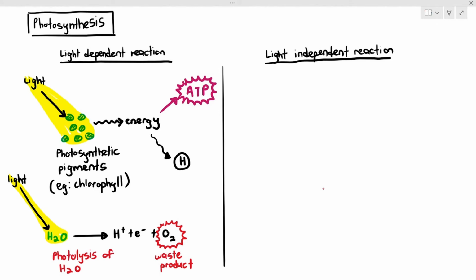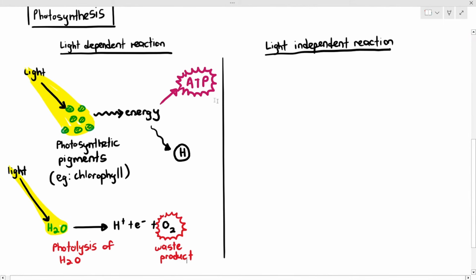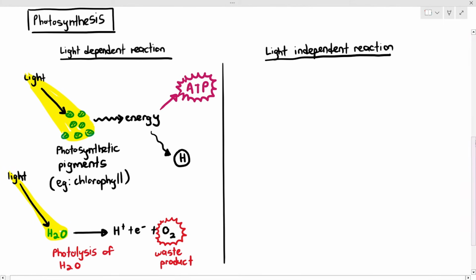So why do these two things need to happen? Or more importantly, why must ATP and hydrogen be produced? Because here is where something very important happens. You see, the ATP will first enter the light independent reaction because it's required in the next part. The hydrogen, again, remember in respiration, hydrogen atoms are dum-dums. They don't know where to go.